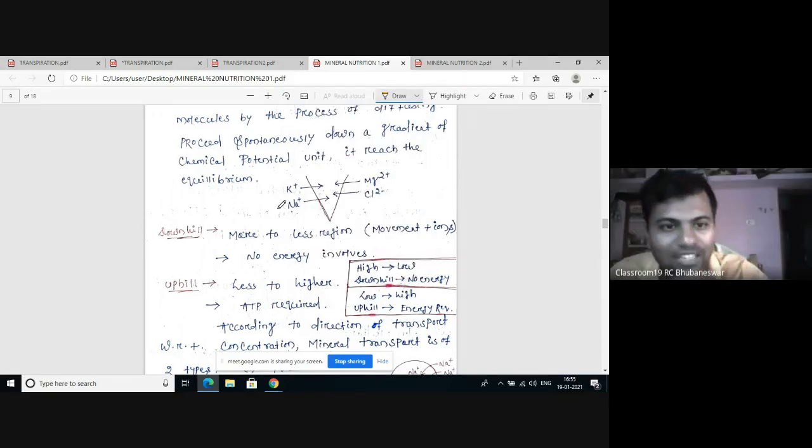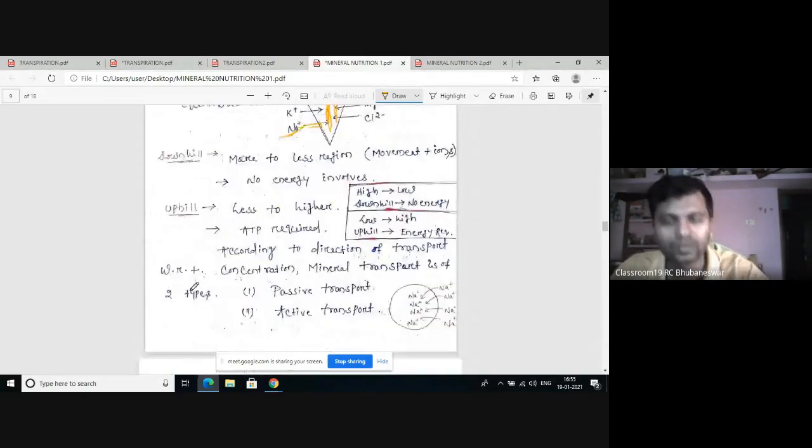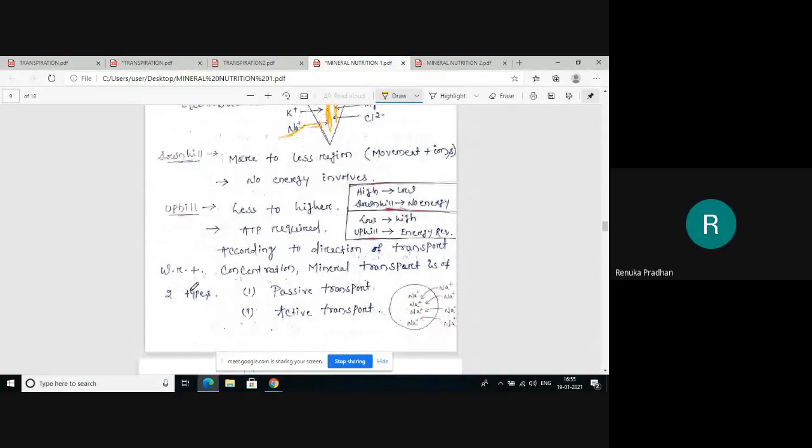And then let's come to the uphill transport. Suppose the concentration of sodium is high inside the root and the concentration of sodium is less in the soil. Still, if the plant uses energy or ATP to transport the sodium into the root, it is known as uphill transport. Downhill is generally a passive process, uphill is generally an active process. This is passive absorption, this is active absorption. Got this point?